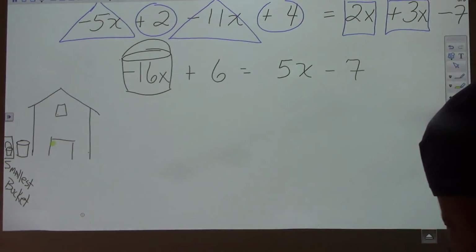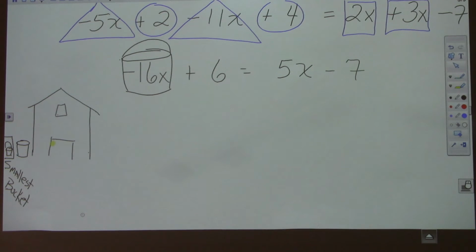Always move the smallest bucket. Now this is where you get those people that were taught by the idiots. Sorry, the teachers, who say, oh, well, you'll have to put the variable on the left-hand side. You were taught by an idiot, because that's the same thing.